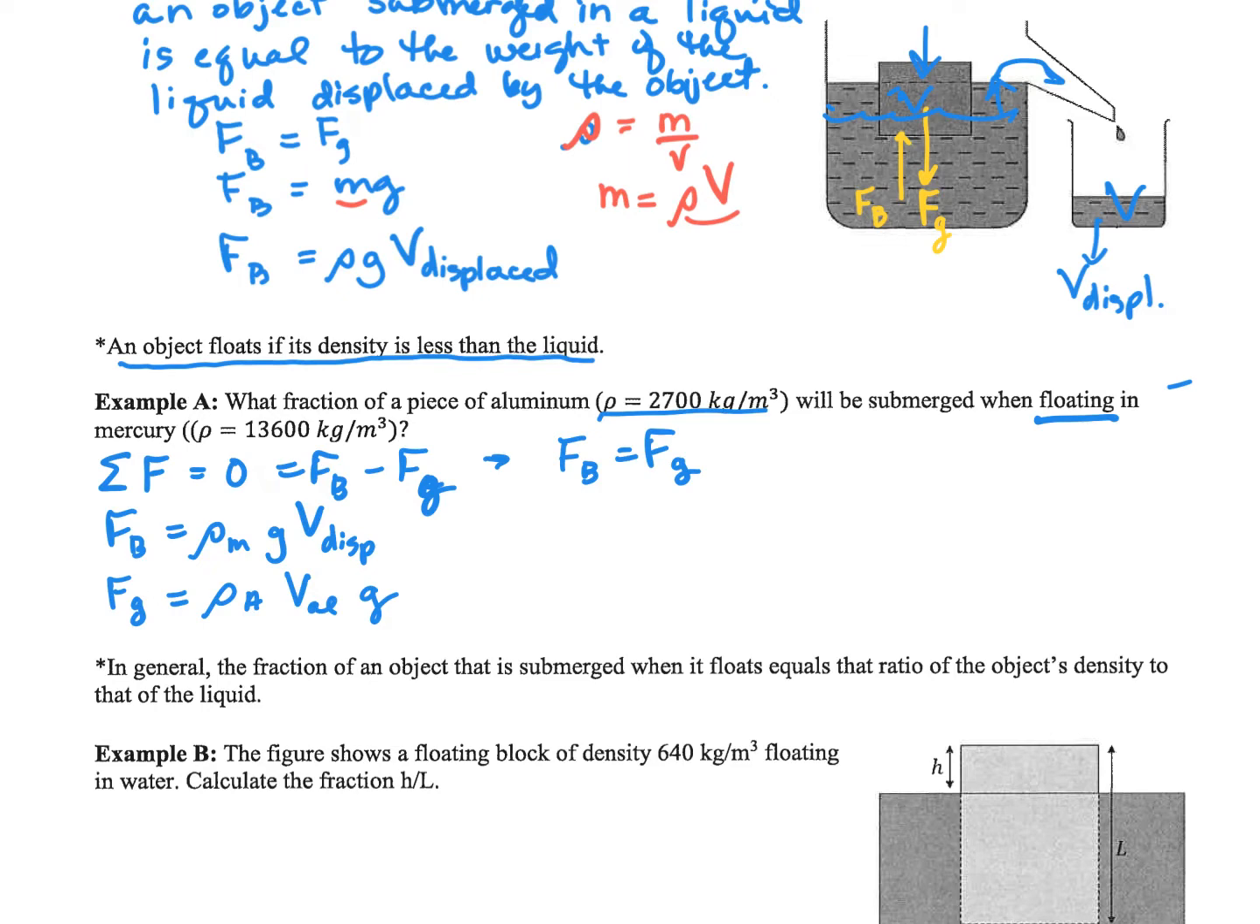Now, what you've got to be really careful about is this volume displaced is going to be the amount that is below the water, isn't it? Do you agree? Okay. So, let's see if we can figure all this out. We don't have a picture. We should make a picture. So we've got it sitting in mercury. Some of this block of aluminum is above, and some of it is below.